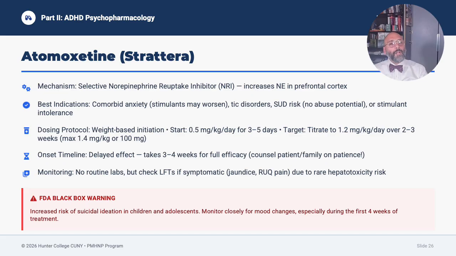There is a black box warning on atomoxetine. There is an increased risk of suicidal ideation in children and adolescents, particularly in the first 4 weeks of treatment. That doesn't mean the medication's unsafe, but it does mean you need to monitor mood closely. This is the same black box warning on the SSRIs and other SNRIs, and you want to schedule early follow-ups and talk to the parents about this. It's not a reason to avoid the medication when it's clinically appropriate. So the way to think about this is it trades speed and potency for safety and stability and lower risk. It's not for every patient, but for the right person, this can be a good fit.